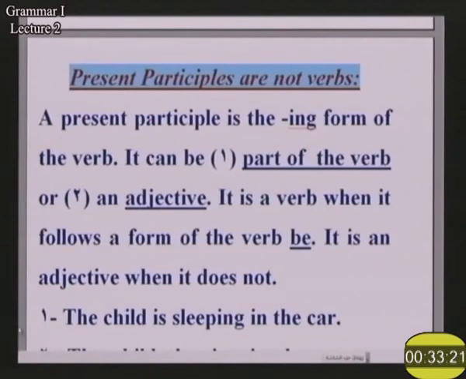It is an adjective when it does not. يعني إيه؟ It's an adjective. يعني the present participle is an adjective when it does not. When it does not follow a form of the verb be. تعالوا نبص على المثالين دول.